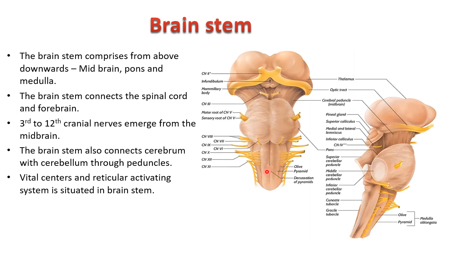Okay, and then your medulla has your vital centers, mainly your respiratory center and cardiac center, and then you also have the reticular activating system. So the reticular formation is a very complex network of fibers and nuclei situated along the length of the brainstem. Okay, especially you can see it in the pons and the medulla, which is called the reticular activating system. So this is mainly concerned with your consciousness.